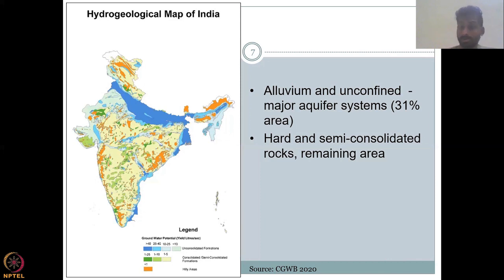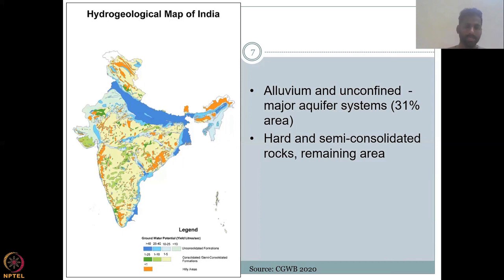The hilly areas are also present, mostly along the borders of the country on the north, and those have very, very low potential, less than a liter per second. If you think how much water is needed for domestic use, you would understand that these waters are not that conducive to use. That is why a lot of people walk miles to collect water for drinking and bring it back home.